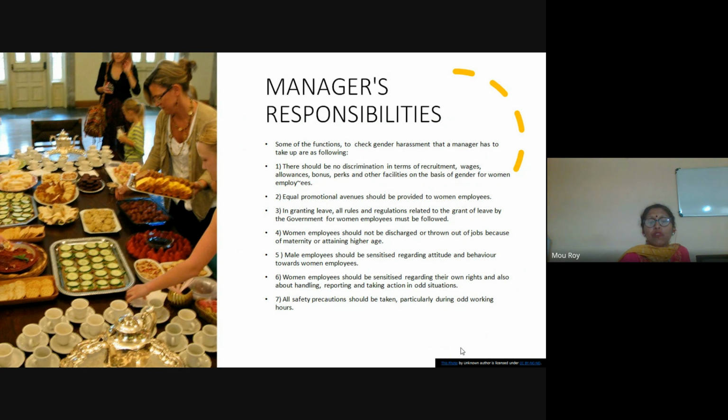Okay. So women employees should be sensitized regarding their own rights, and also about handling, reporting and taking action in odd situations. So all safety precautions should be taken, particularly during odd working hours.